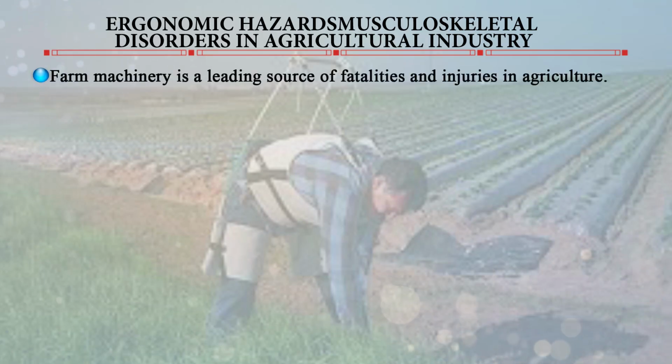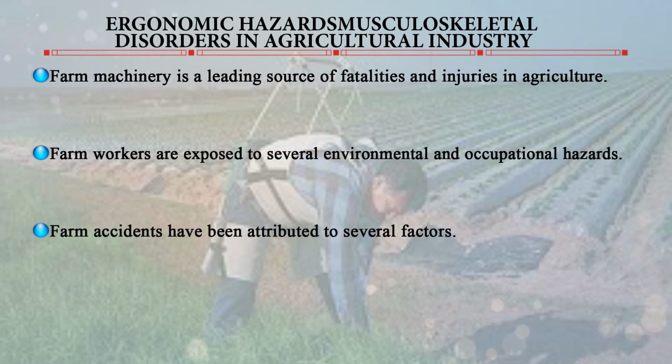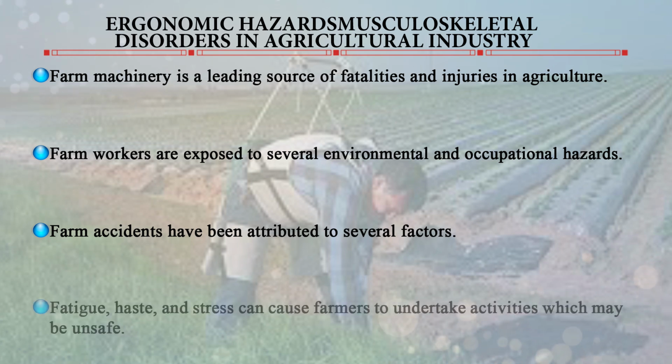Farm machinery is a leading source of fatalities and injuries in agriculture, because even the farm machinery, you need to load them, you need to unload them. So, bending, and if you do it in an improper way, then that may lead to sprains and strains. In the same way, the farm workers are exposed to several environmental and occupational hazards. The farm accidents have also been attributed to several factors: fatigue, haste and stress. This can also cause the farmers to undertake activities which are normally not to be done, and that may be unsafe and that may be fatal.